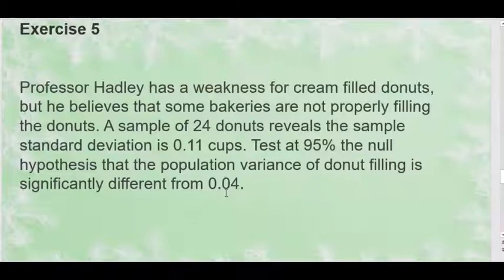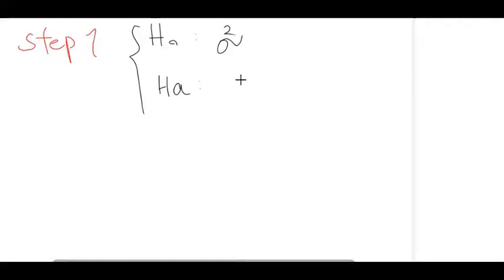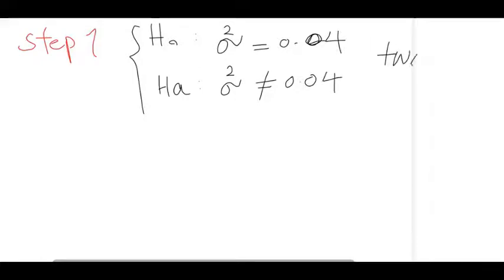And significantly different from 0.04 means we have a two-tailed test. The population variance is equal to 0.04 or is not equal to 0.04. So in this question, in step 1, we need to formulate H0 and HA. The hypothesis tests are about the population variance. If the population variance is equal to 0.04 or is not equal to 0.04, so we have a two-tailed test.